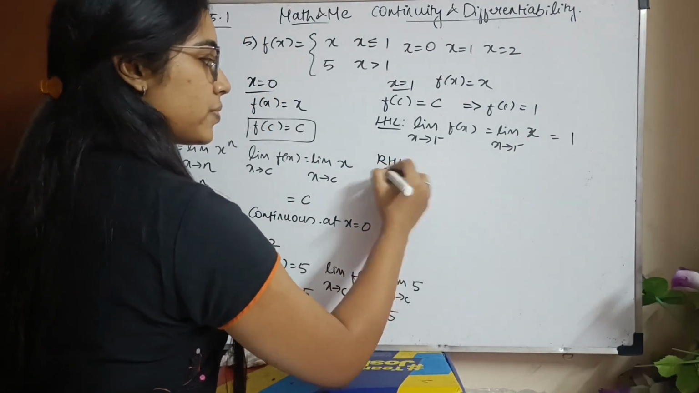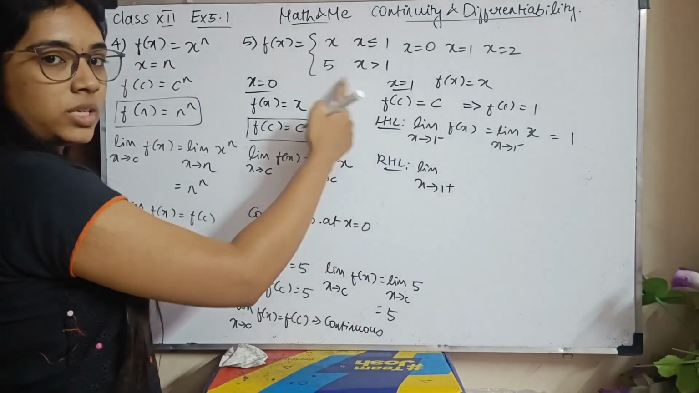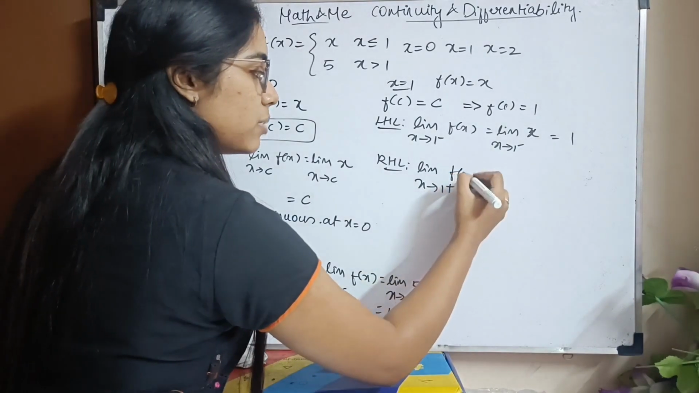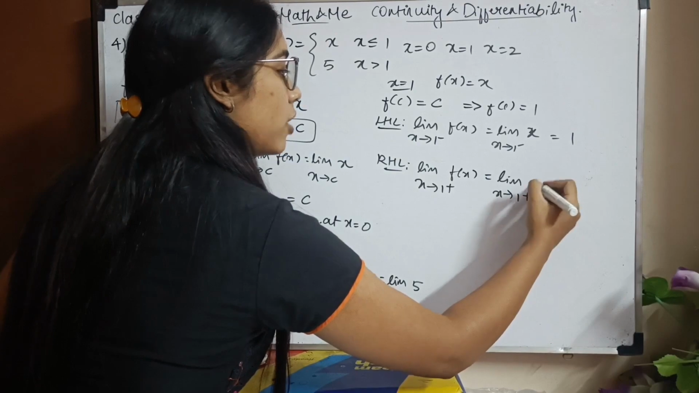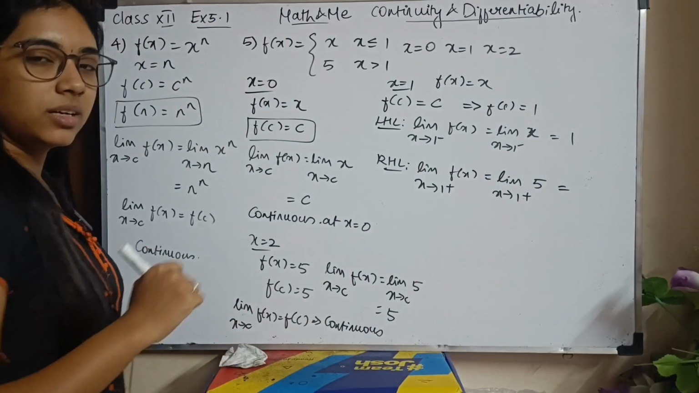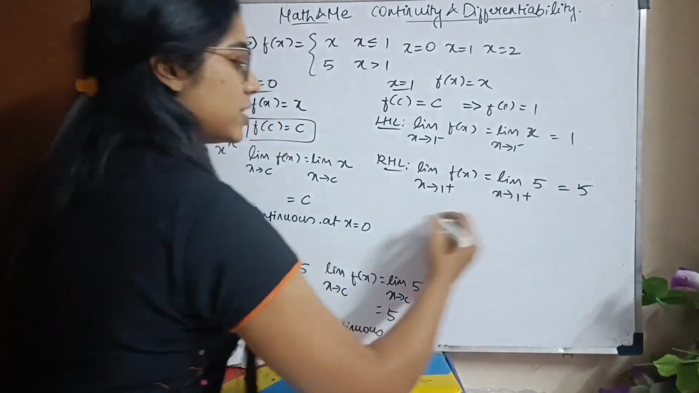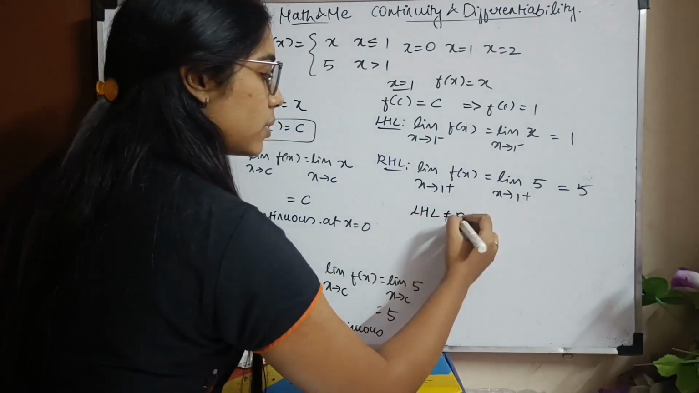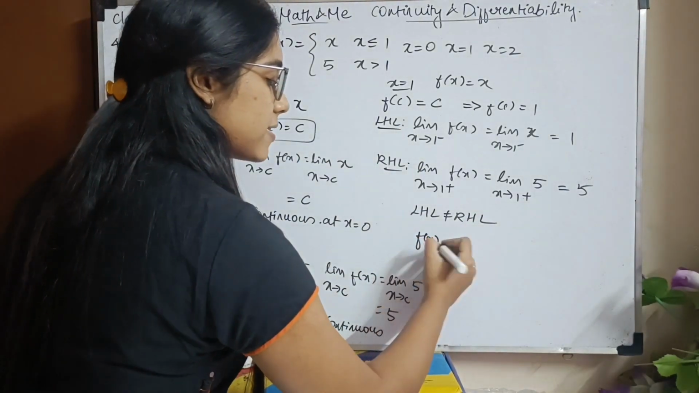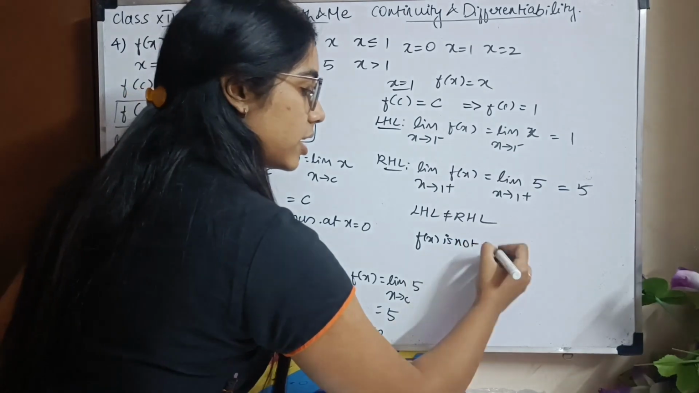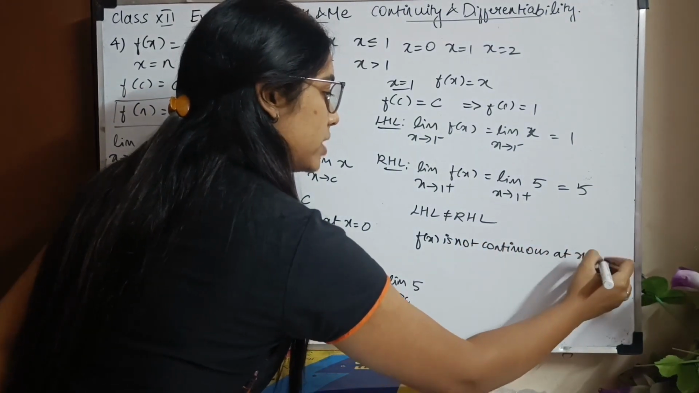Right hand limit என்ன ஆகும்? Limit x tends to 1 plus. What is the value that is greater than 1? It is 5, correct? So I have limit x tends to 1 plus, which is limit the value of 5. In the இடத்துல I don't have any variable that is dependent on the x, correct? அப்போ 5 can come out and I'll have this. You see that the left hand limit is not equal to the right hand limit. அப்படின்னா என்ன அர்த்தம்? It is not continuous at 1. So f of x is not continuous at x is equal to 1. Okay?